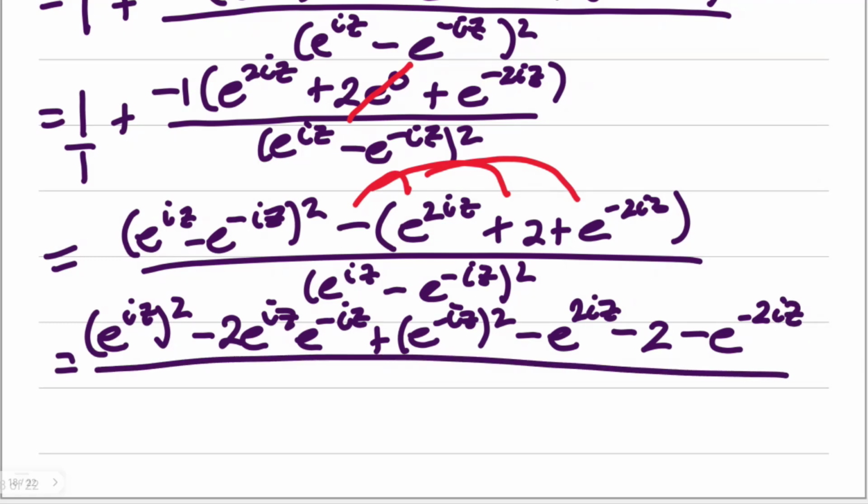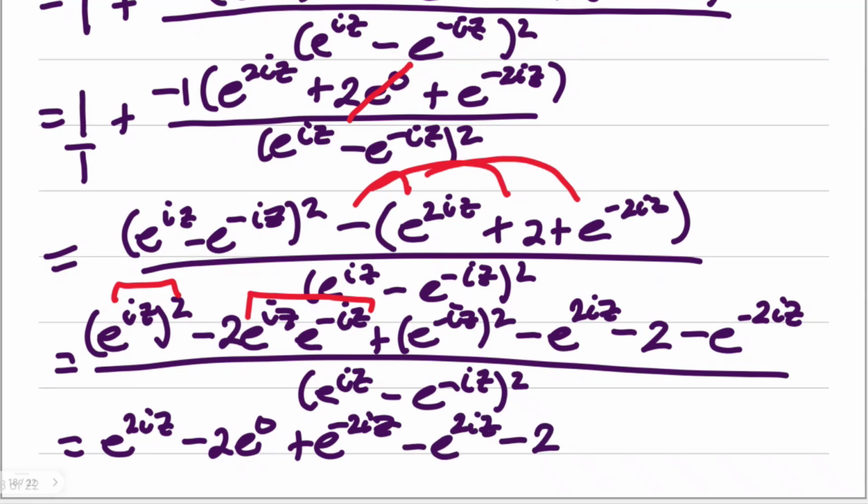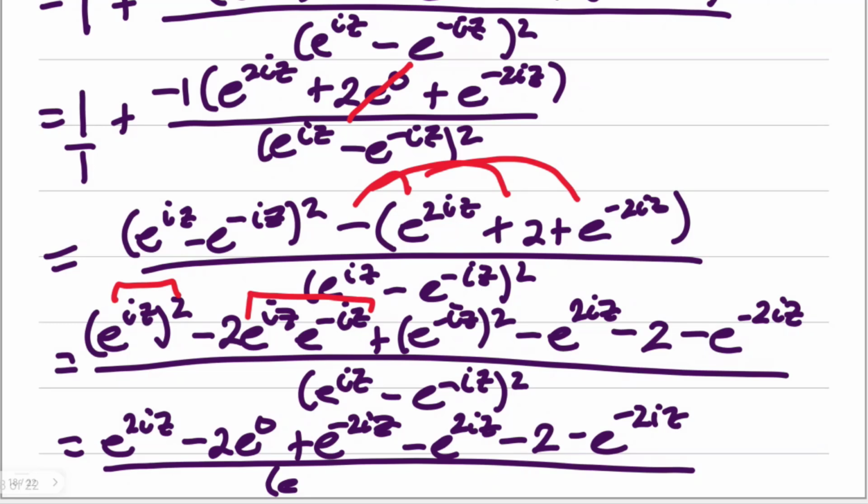Still the same denominator, e to the power of iz minus e to the power of negative iz, squared. Now, similar to earlier, multiply that. So you will have your e to the power of 2iz. Then, similar thing here, law of exponents. That's actually minus 2 e to the power of 0 plus e to the power of negative 2iz. So that's 2iz. Then, minus e to the power of 2iz minus 2 minus e to the power of negative 2iz, all over the same denominator, e to the power of iz minus e to the power of negative iz.